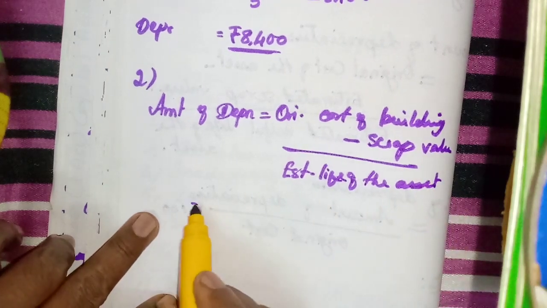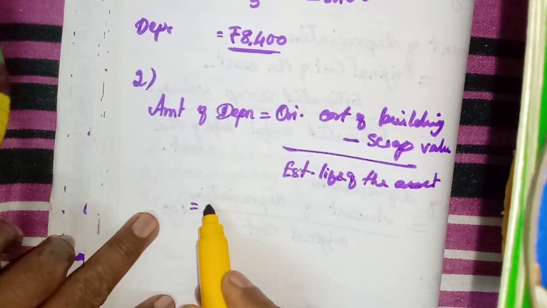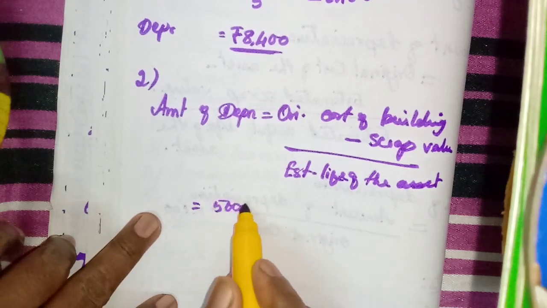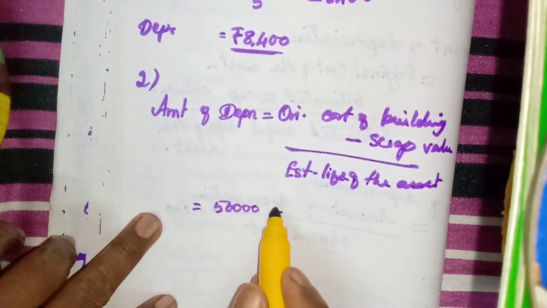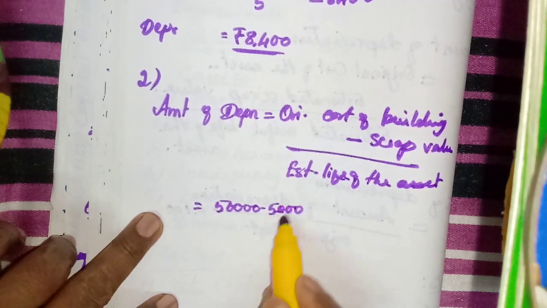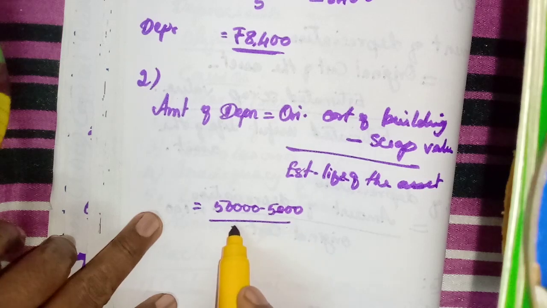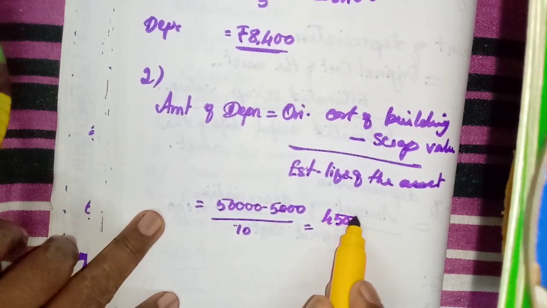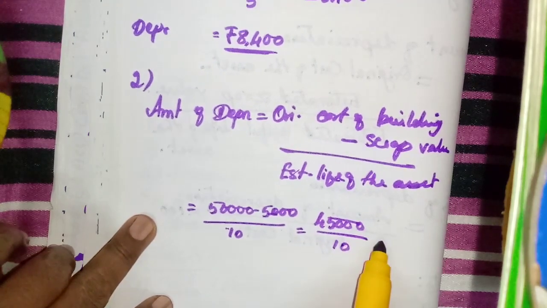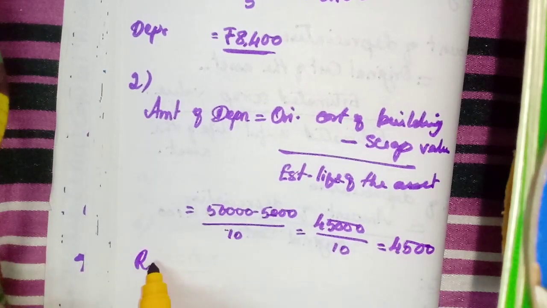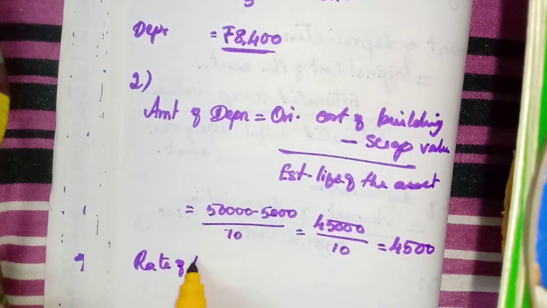Here what is the original cost of the building? 50,000, isn't it? And scrap value 5,000, divided by estimated life of the asset 10 years. So 45,000 divided by 10 is 4,500.